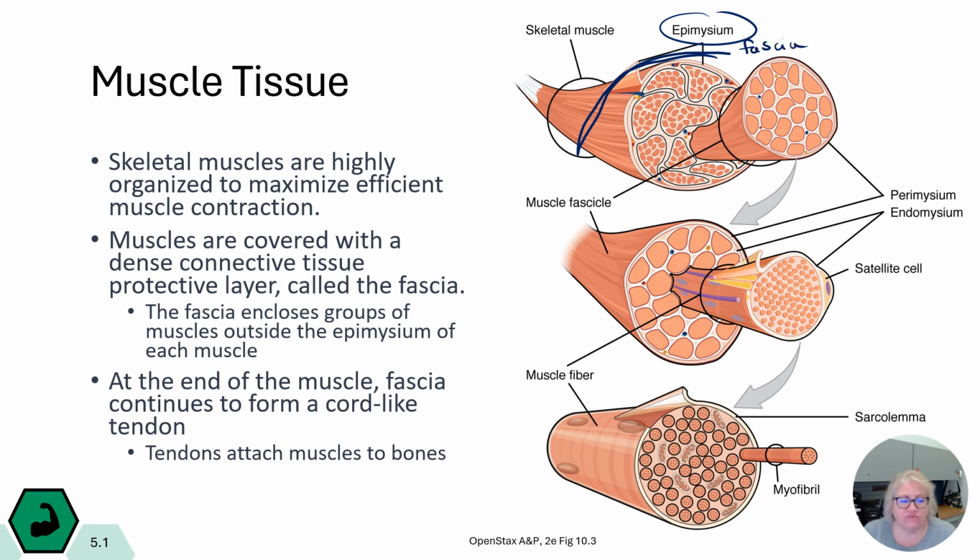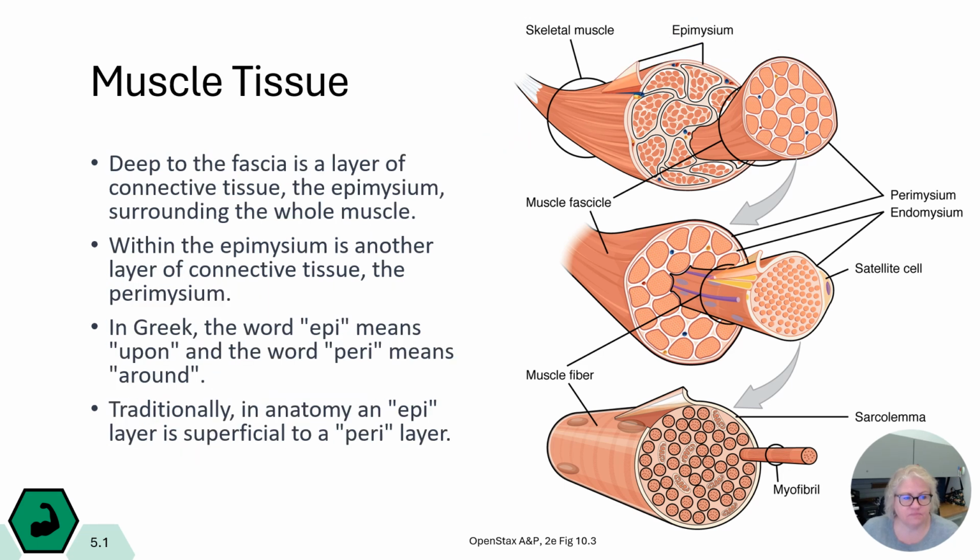And then all of those muscles will continue at the end to form a tendon. So the skeletal muscles will come together at the end to form a tendon, and the tendon then will attach the muscle to bone. So the outermost tissue is that fascia that will combine with the epimysium of each individual muscle to form the tendon. So deep to the fascia is a layer of connective tissue called the epimysium then. Epimysiums will surround one whole muscle.